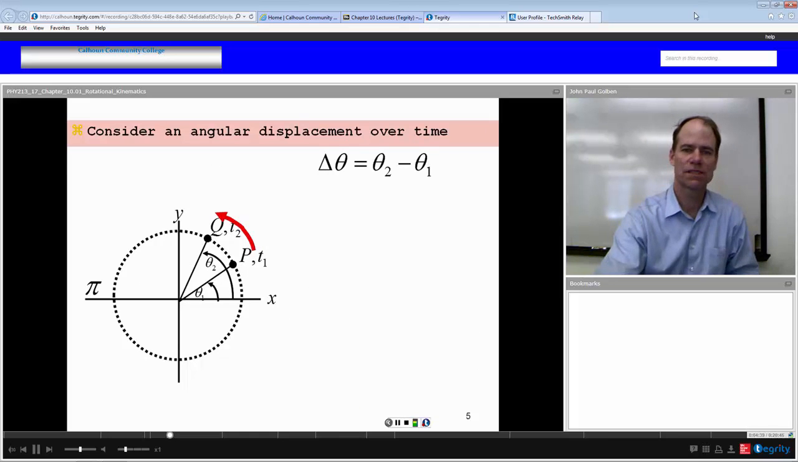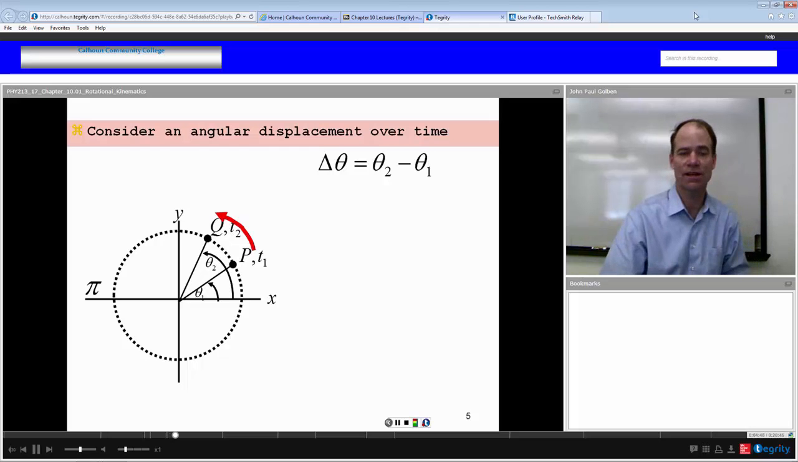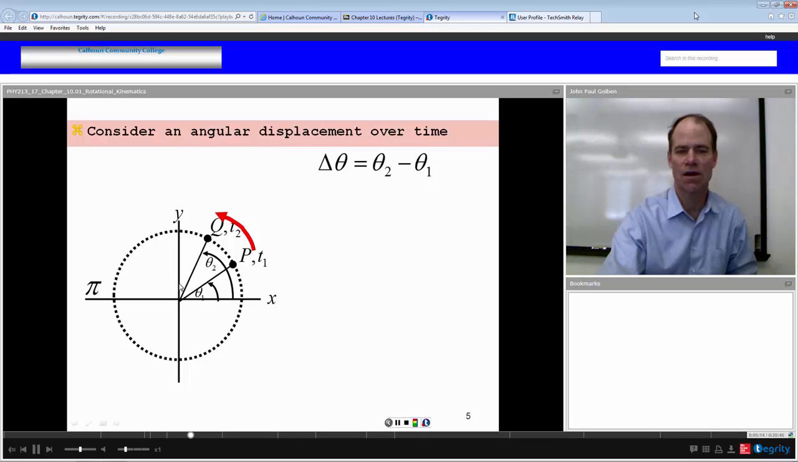So we say that if we went from one angle, theta 1, to another angle, theta 2, the difference in that angle would be our change in angle, which we call our angular displacement. So our angular displacement, delta theta, is our final angle theta 2 minus our initial angle theta 1. It really doesn't matter how we define our origin for these angles, because we're looking at the difference in angles. So the difference will always be the same even if we define our thetas from some other axis. This difference will always be the same angle, the same angular displacement.